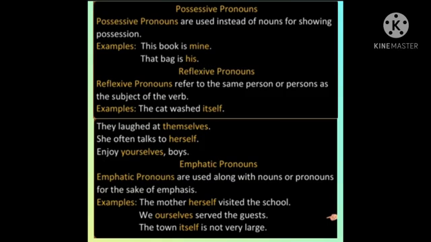The reflexive pronouns will not be seen nearby the subject. See the example, the cat washed itself. The cat is the subject, but see where the pronoun is, towards the end only. But in emphatic pronouns, the word ending with self will be seen just nearby the subject of the sentence.